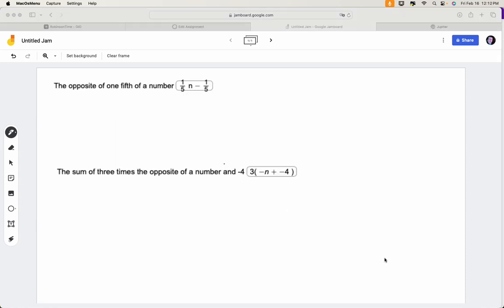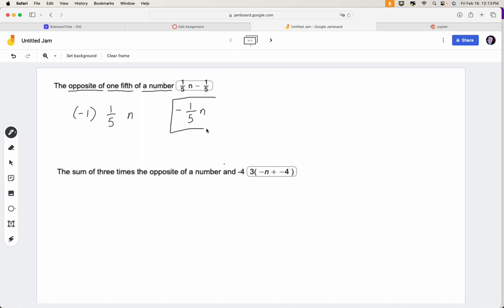Okay, so we had some algebraic phrases where you got confused. So this is the opposite of. So when we say the opposite of, we're saying -1 times that number. So -1 times 1/5, and then of a number that's going to be times n. So if we say -1 times 1/5 times n, that's going to be -1/5 n. That's going to be your answer.